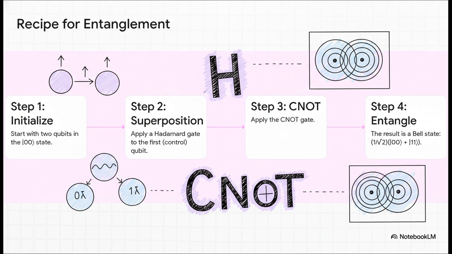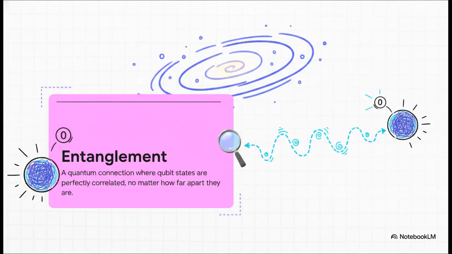Now for the magic. Step 3, we apply the CNOT gate. Since the control is now both 0 and 1, the gate's logic sort of happens to both possibilities at once. The part of the state where the control is 0 does nothing, but the part where the control is 1 flips the target. The result is this incredible state, a Bell state, where the 2 qubits are now locked together. They will either both be 0 or they will both be 1. And that spooky connection is what we call entanglement.